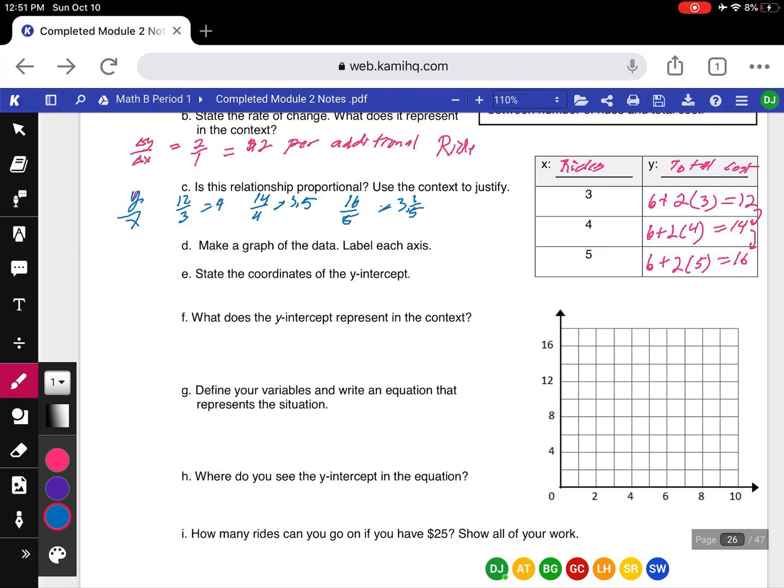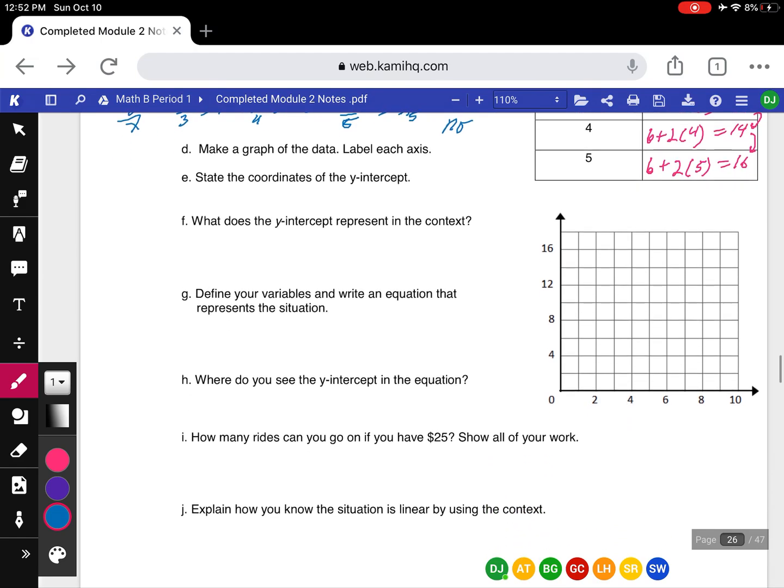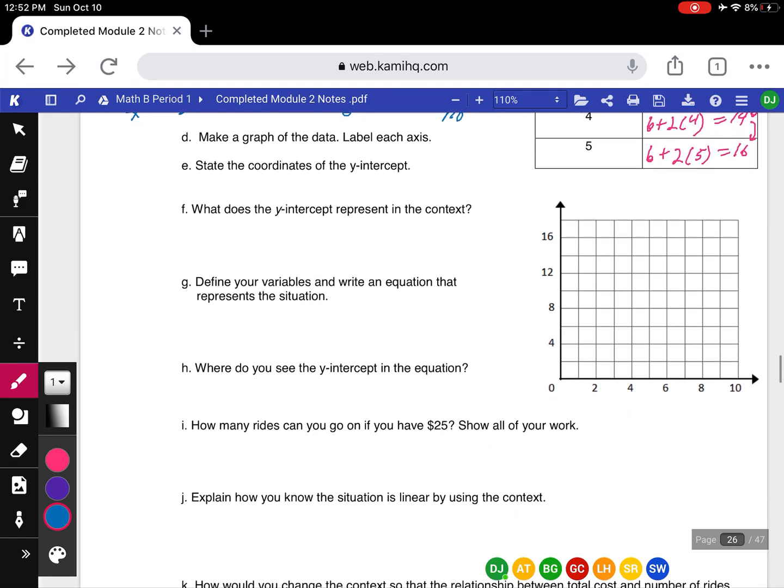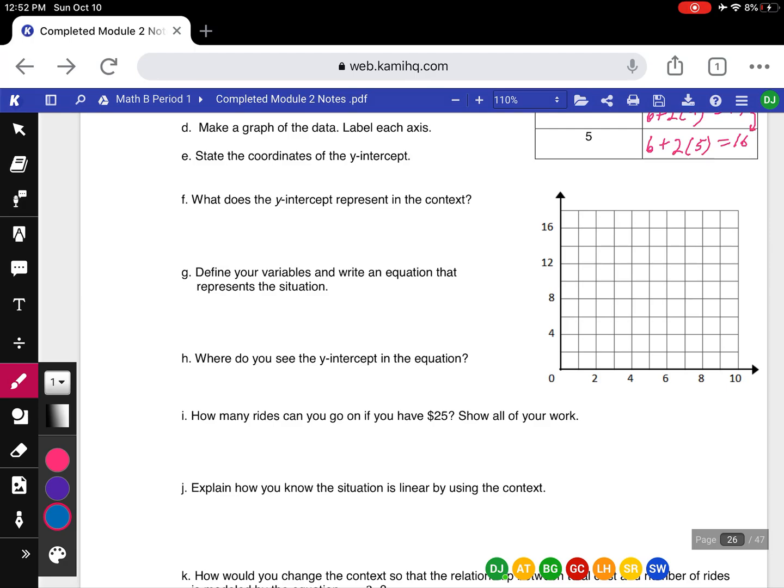And when I look at these, you're like, oh, none of those numbers are proportional. And we would say, no, this is not proportional because it does not have a constant of proportionality. So make a graph and label the x. What we're going to go over here is rides, and this is cost.